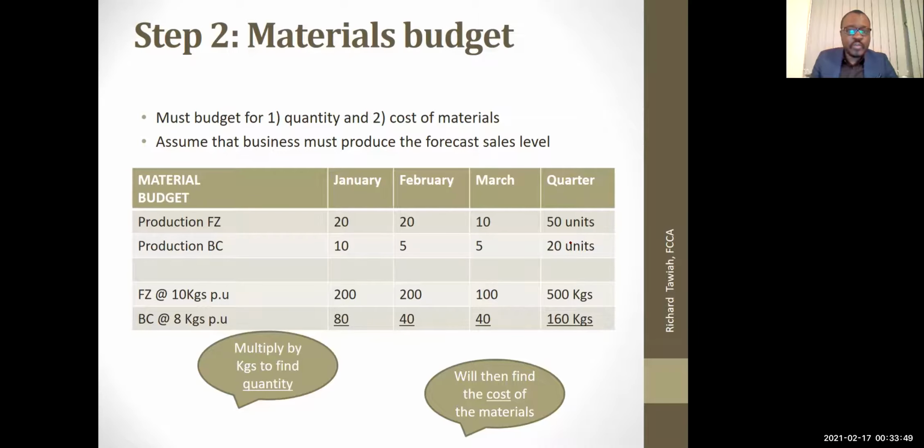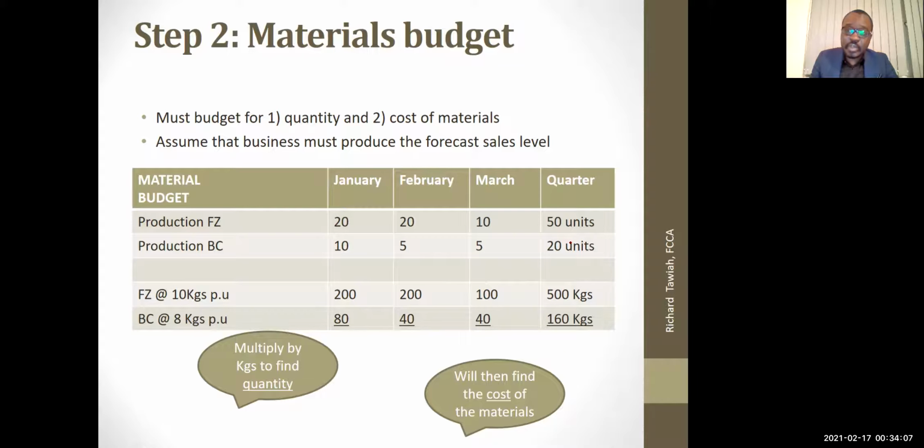Now, we will move into our production, but like I said, production has a number of items which go into it: materials, labor, and then the overheads. So we don't have a production budget standing alone. It's made up of 3 different components. So first, we budget for the materials.